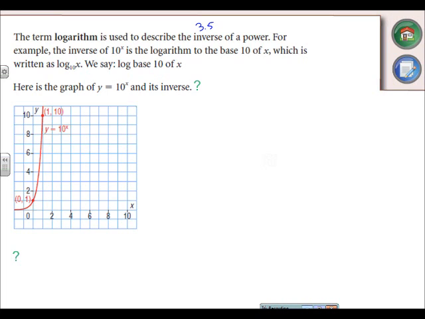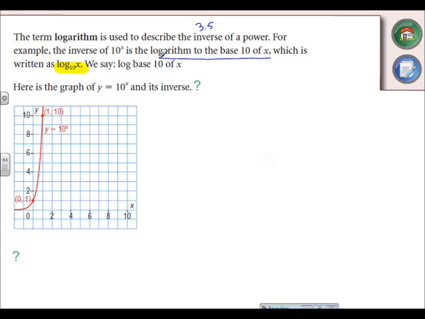So now the term logarithm, and that's what we're looking at here. We're looking at logs. It is used to describe the inverse of a power. For example, the inverse of 10 to the x is going to be the logarithm to the base of 10 of x, which is written as this, but we say log base 10 of x.